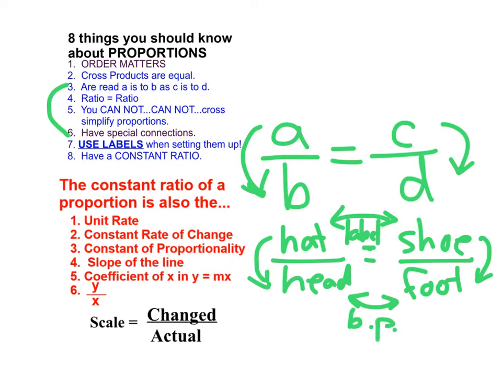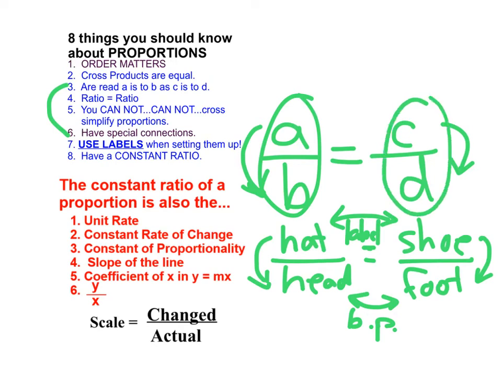And so now you can see that we have some relationships there, and that's why number 6 says there's special connections. The A and the B are connected because they're in the same ratio. The C and the D are connected because they're in the same ratio. So they're related up and down. And then A and C are related because they have the same label, or they're the same part, okay, of that ratio. And then B and D have a relationship.